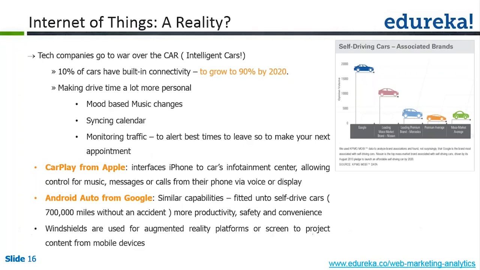that intelligent cars make your drive a lot more personal, right? Examples would be mood-based music changes, syncing of calendars to ensure that the traffic is monitored and you can pretty much leave at the best time possible to make your next appointment. A couple of examples really stand out from both Apple and Google. Apple has created this whole app platform called CarPlay that helps you interface your iPhone to the car's infotainment center, essentially helping you control music, messages, calls, etc. Google's not far behind, with very similar capabilities, but they fit that onto their self-drive cars, which, by the way, have driven about 700,000 miles without an incident. So more productivity, safety, convenience, and more power to you.